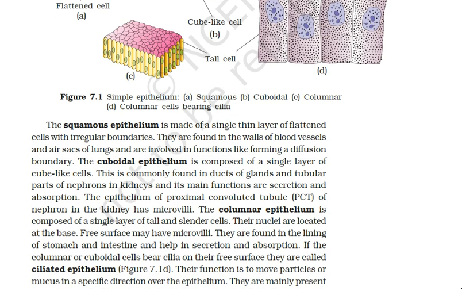Then next we move on to another type of tissue, that is ciliated epithelium. When columnar or cuboidal cells bear cilia on their free surface, the epithelium is called ciliated epithelium. It is mainly present in the inner surface of hollow organs like bronchioles and fallopian tubes. The cilia of the epithelium help to move particles or mucus in a specific direction over the epithelium.